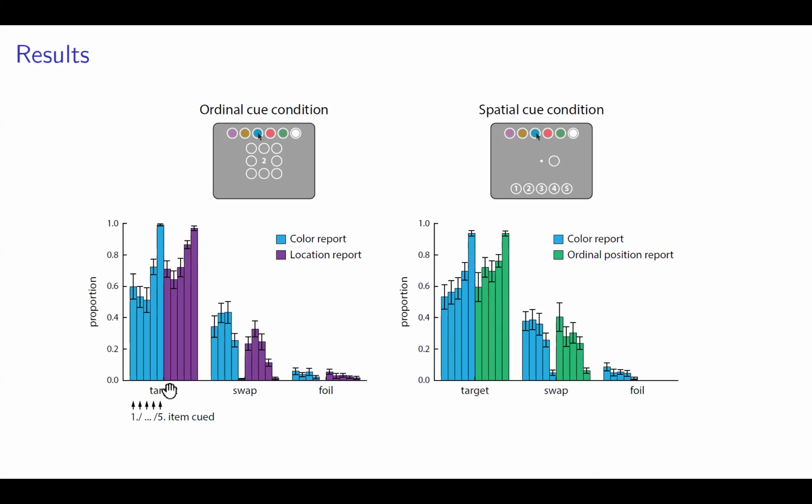Again, the overall results here in the ordinal cue condition, reporting color in blue and location in purple. Again, we had categorical response options: the five options for color that were actually in the display and the foil color, and all the eight possible locations, so one target location, four swap locations where items did appear, and the other three were foil locations.